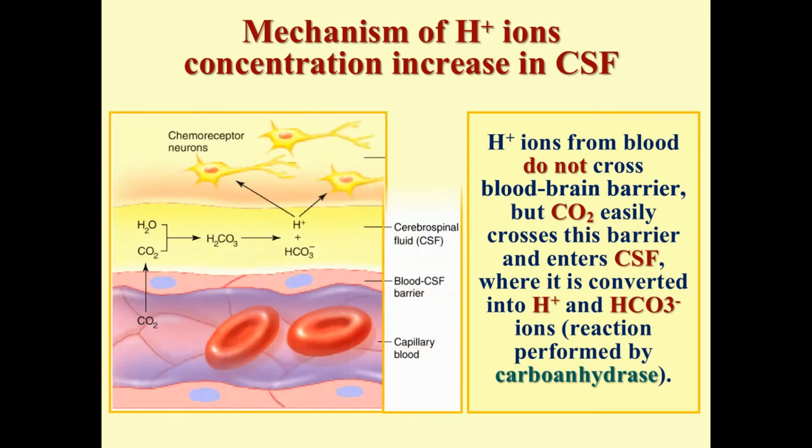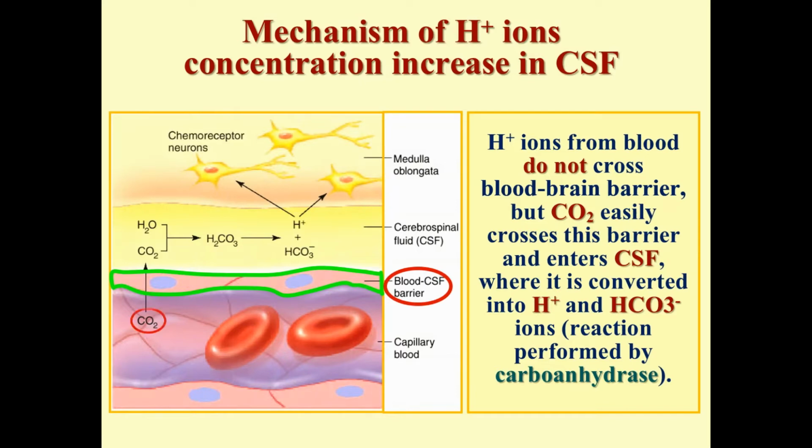Look at this. Beneath you see the capillary. Above, this is the cerebrospinal fluid and the brain tissue of the medulla oblongata. Now in green you can see endothelial cells with very tight contacts between them. They produce a very strong blood-brain barrier, or blood-cerebrospinal fluid barrier. But for carbon dioxide, this barrier is not a barrier.